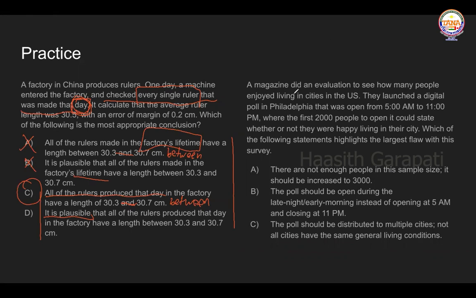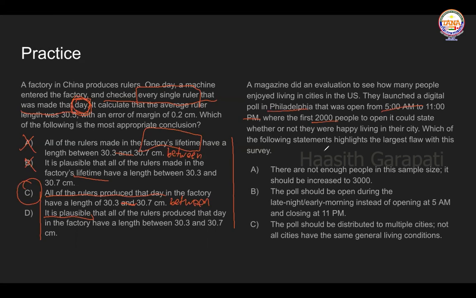We have a magazine and they want to do an evaluation survey. They have a digital poll open from 5 a.m. to 11 p.m. And the first 2,000 people that open it are able to give their opinion. So, what's the biggest flaw with this survey? They say they launched a digital poll in Philadelphia. They give us timings and then they give us the amount of people.